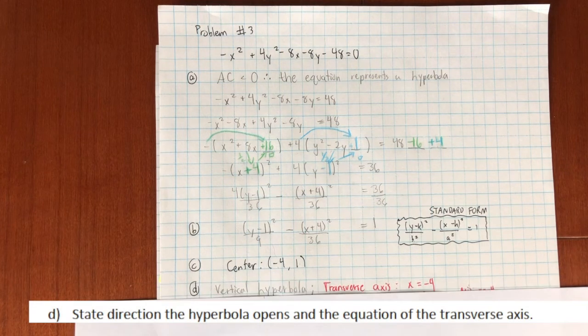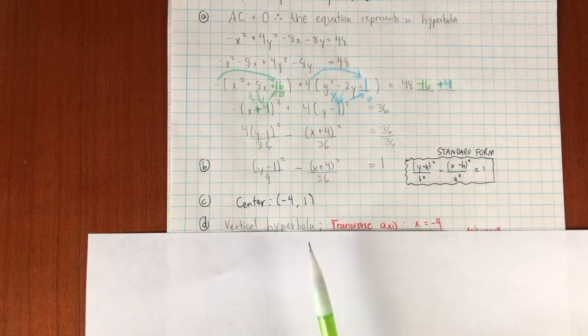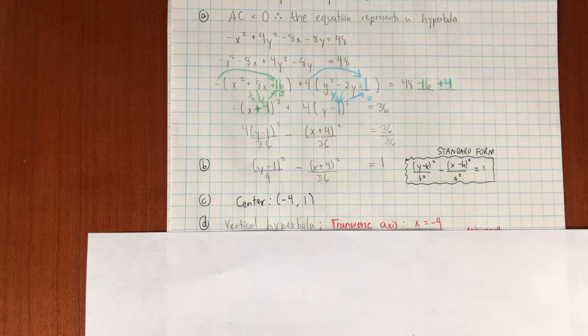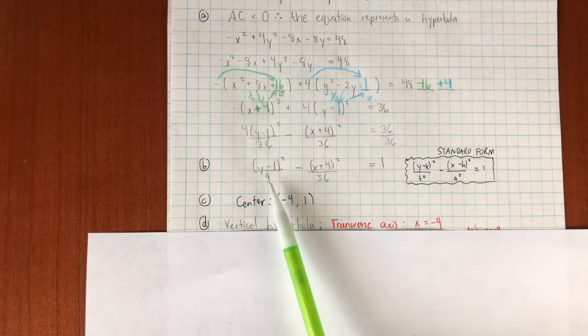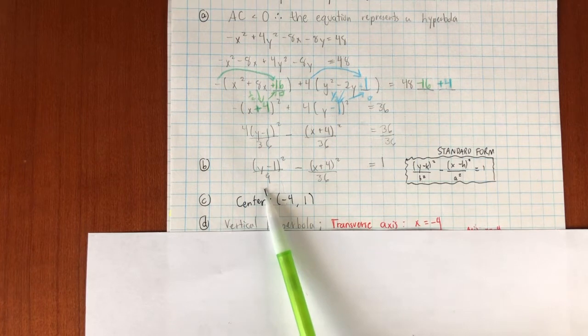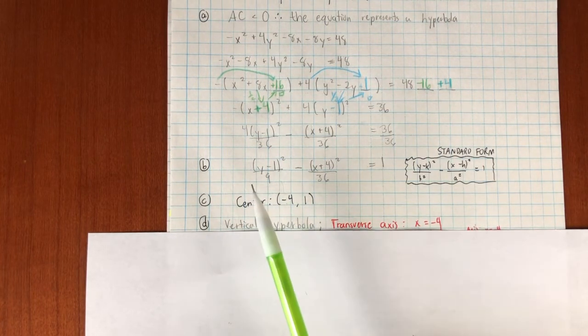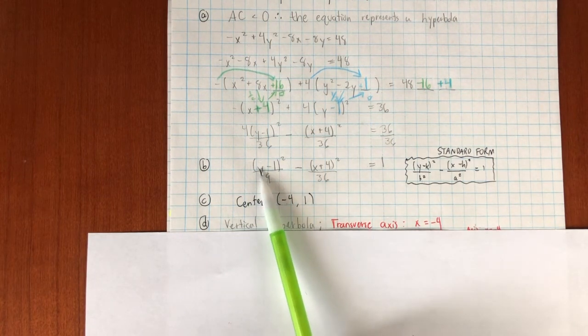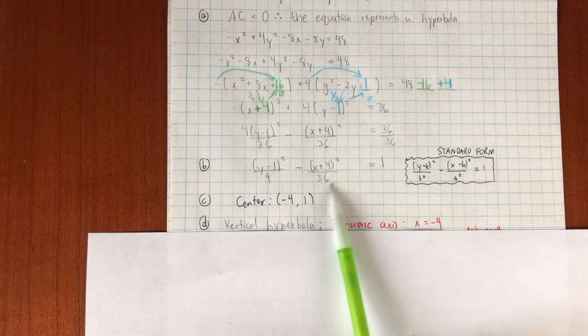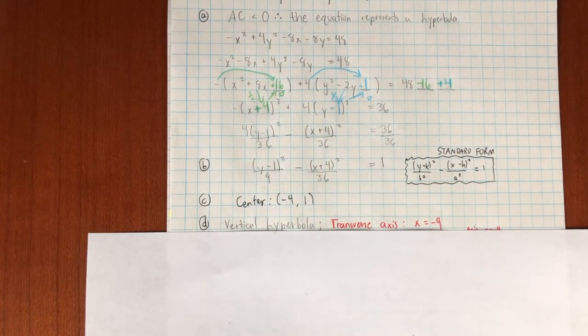Alright, so next, part D asks us to find whether it's a vertical hyperbola or a horizontal hyperbola. So how can we tell that this is a vertical hyperbola? We can tell it's a vertical hyperbola because the leading term, basically the term that is positive, will tell you if it's either horizontal or vertical. So in this case, the term that is positive is the y, and the term that's negative is the x. This means that the hyperbola will be vertical, meaning that it will expand upwards and expand downwards.